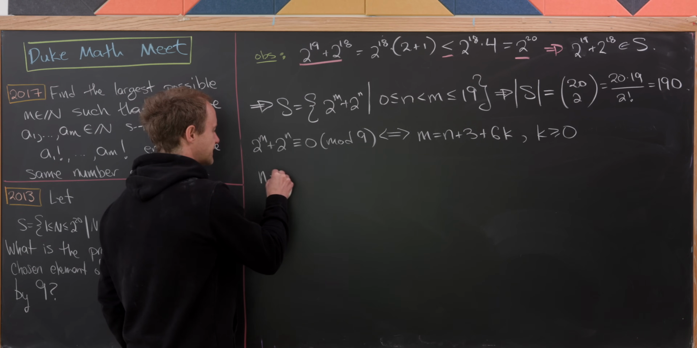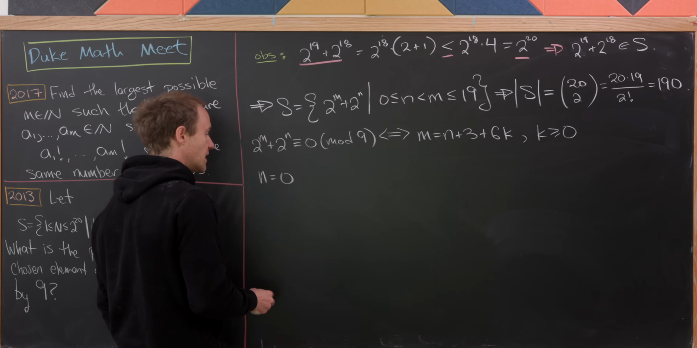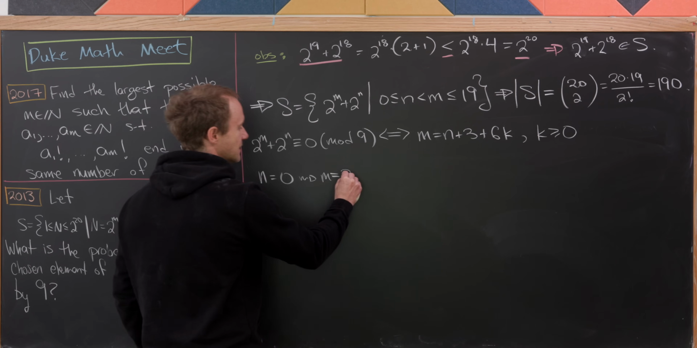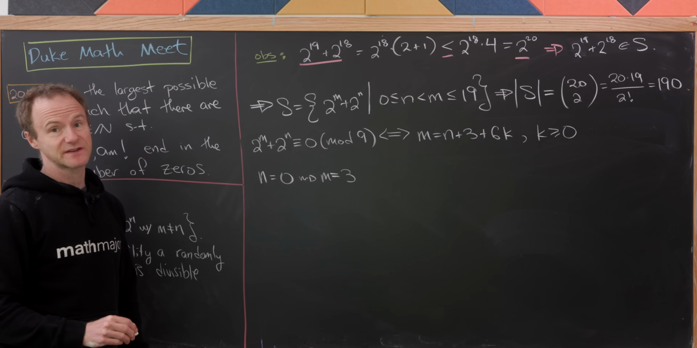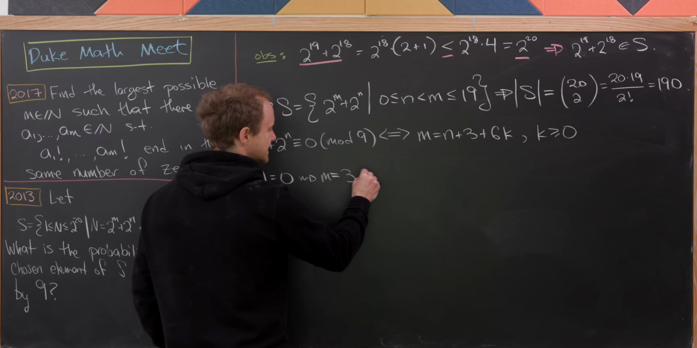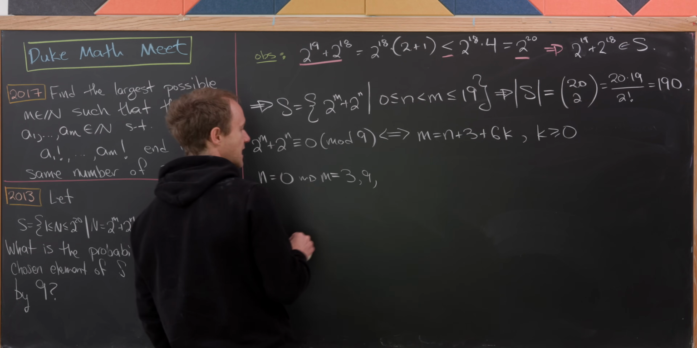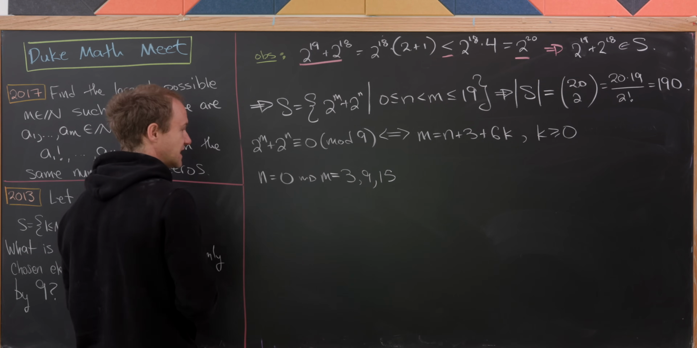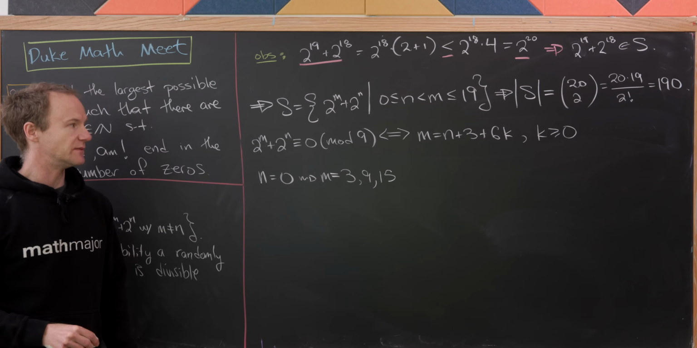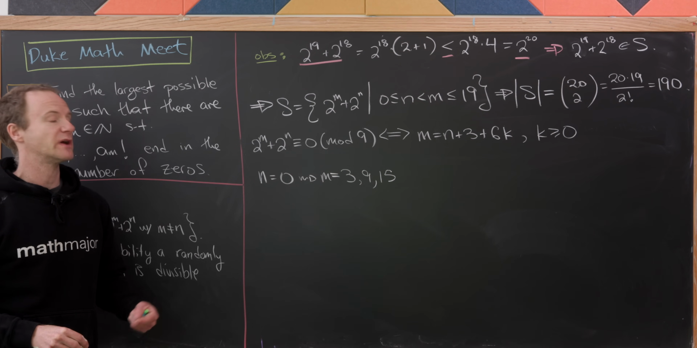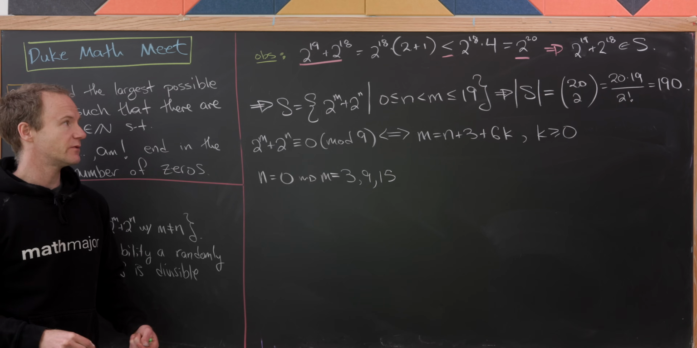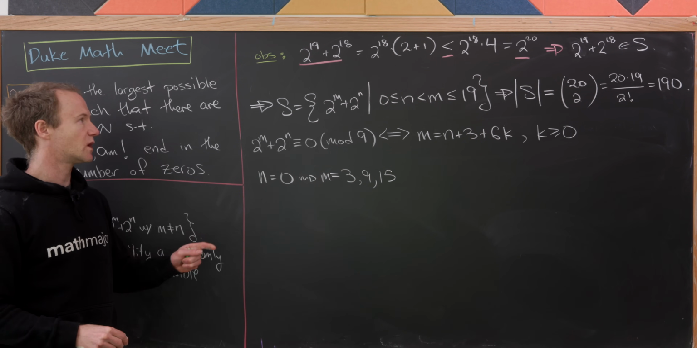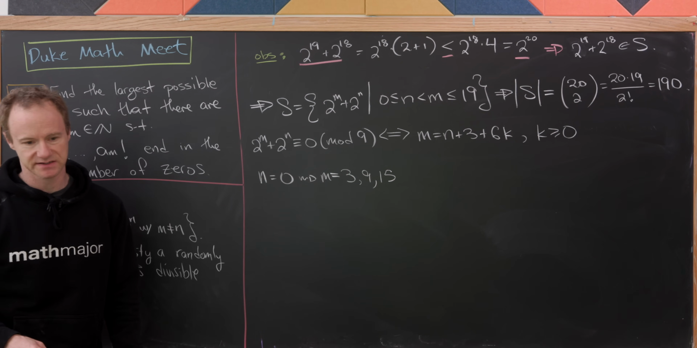Okay, so let's notice for n equals 0, that comes along with a couple of values of m. So notice m could be equal to 3. That's if k is equal to 0. It could be equal to 9. That's if k is equal to 1. And it could be equal to 15. That's if k is equal to 2. Observe that k cannot be bigger than or equal to 3, because then we would achieve a power of 2, which is larger than 2 to the 20, which puts us outside of S.